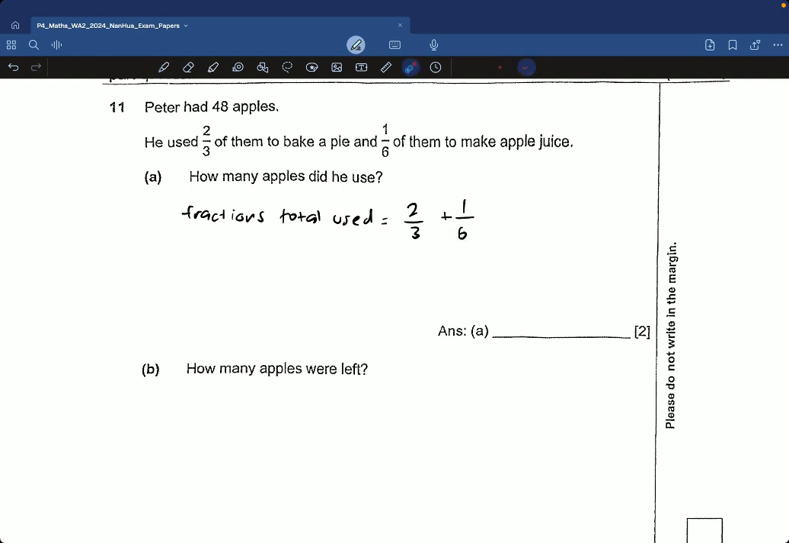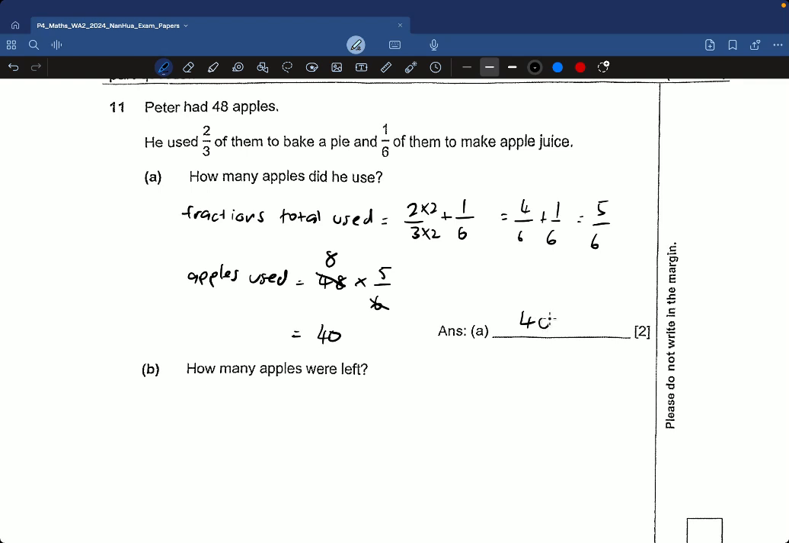So I think pretty straightforward. The 3 over here, we want to make it the same as 6. So we can just multiply by 2. That means we multiply the numerator by 2 as well. This will be 4 out of 6 plus 1 over 6. And this will give us 5 over 6. So basically, apples used, you can just multiply, right? So you have 48 times 5 over 6. So we can have 48 divided by 6. This will be 8. What is 8 times 5? This will be 40. So the answer is 40, right?